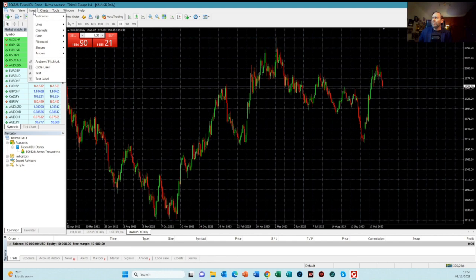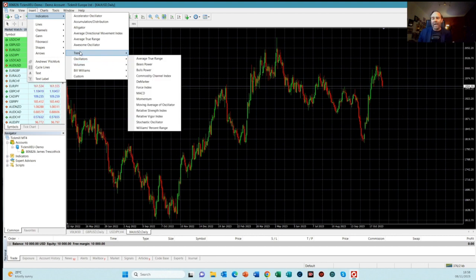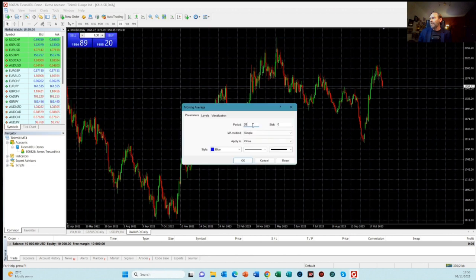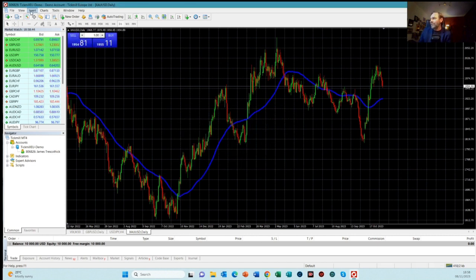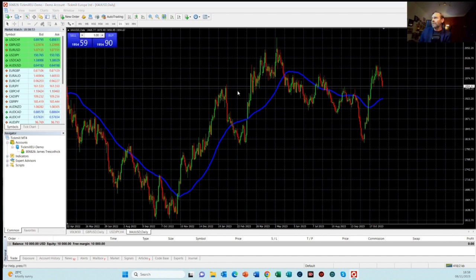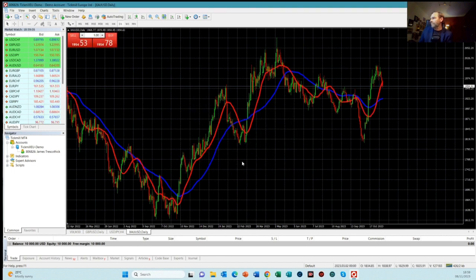Let's do moving averages first of all, because I use moving averages to try and look for the overall trend of gold. So we know that for indicators, trend, then moving averages. Let's put in a 50 first. This is on a daily chart, 50. And let's put in a 20 as well, so we can look for the golden cross and death cross. And this time let's make it a nice red color on a daily.